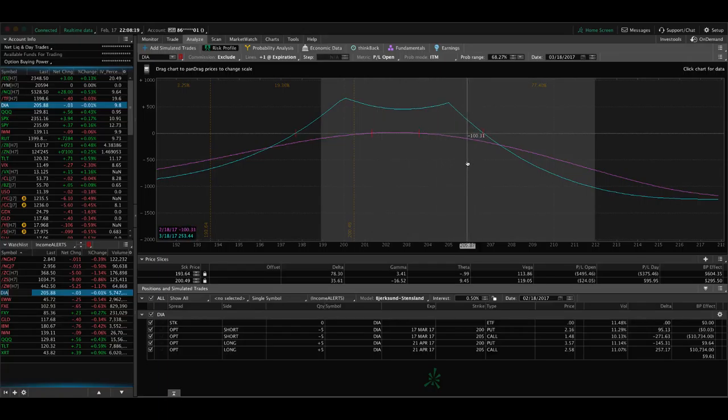Price is hanging around up here near our upside break even, but there's nothing to do at this point except wait. Hopefully we get a little bit of a pullback in DIA next week. We could use a pullback in the overall market to help a lot of things.